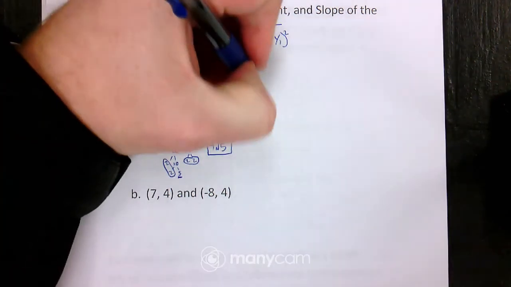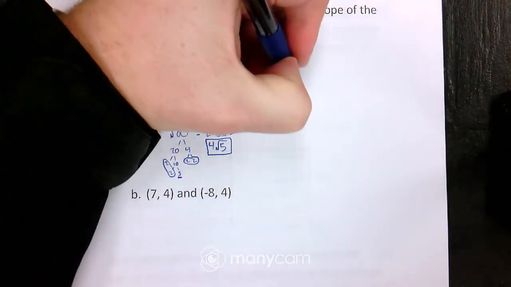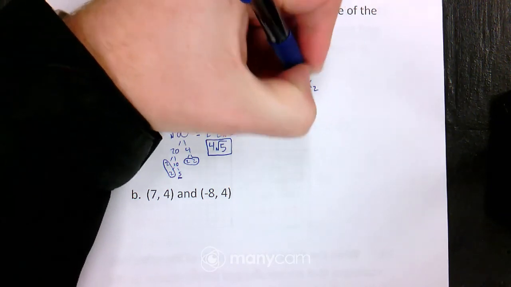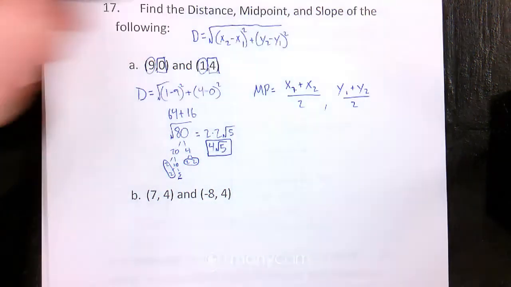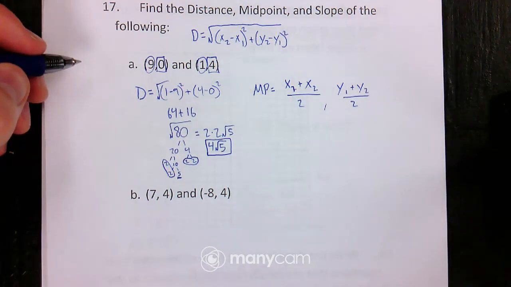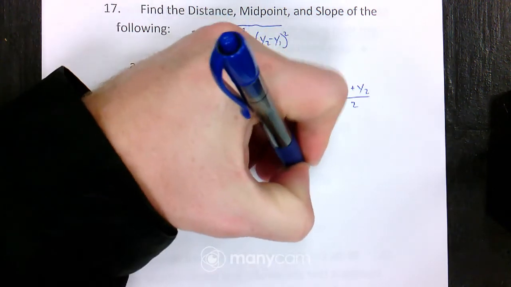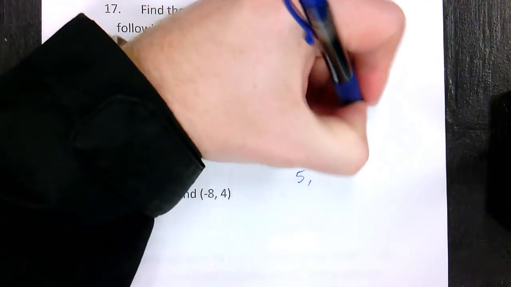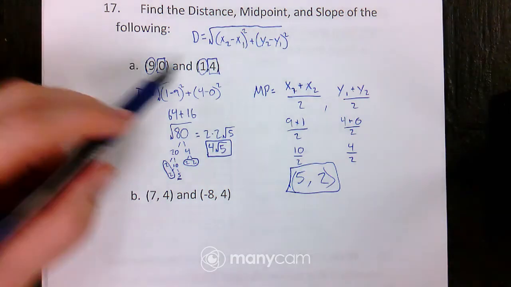Alright. Midpoint. What's my midpoint formula? It's x1 plus x2 over 2, y1 plus y2 over 2. So it's 9 plus 1 over 2, which gives me 10 over 2, which gives me 5. And then 0 plus 4 over 2, which gives me 4 over 2, which gives me 2. Boom. There's my point, 5, 2. That's the midpoint between these 2 points.